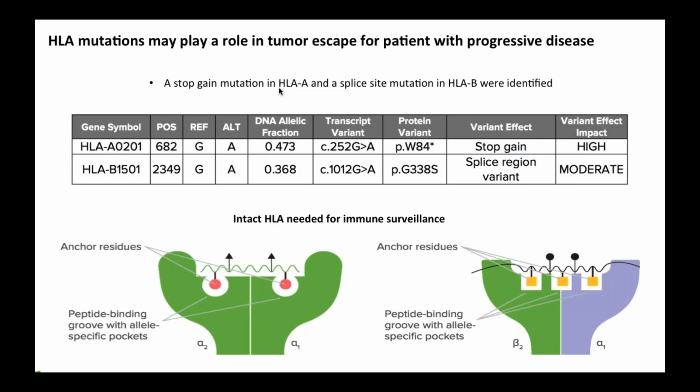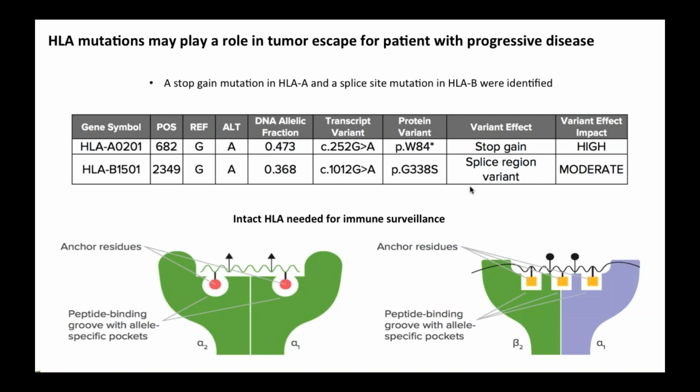So we first explored this patient that had progressive disease, but again, had a very high neoantigen burden, and we found something interesting. After looking at the somatic analysis further, we uncovered that this individual has 2 likely very damaging class 1 HLA mutations. So we discovered a somatic mutation in HLA-A0201 that was a stop gain mutation, and then also in HLA-B1501, a splice region variant.